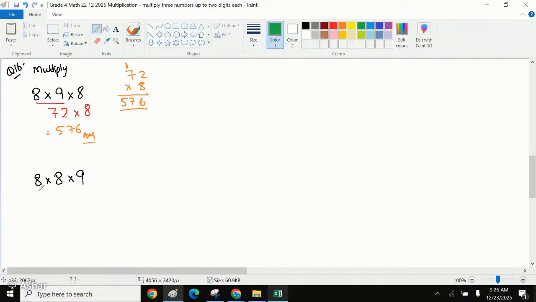Or we can say 8 multiplied by 8 was 64, multiplied by 9. We can do the working. 64 is multiplied by 9. 4 times 9 is 36. And 6 times 9 was 54, plus 3 is 57. So we can still say the answer is 576.